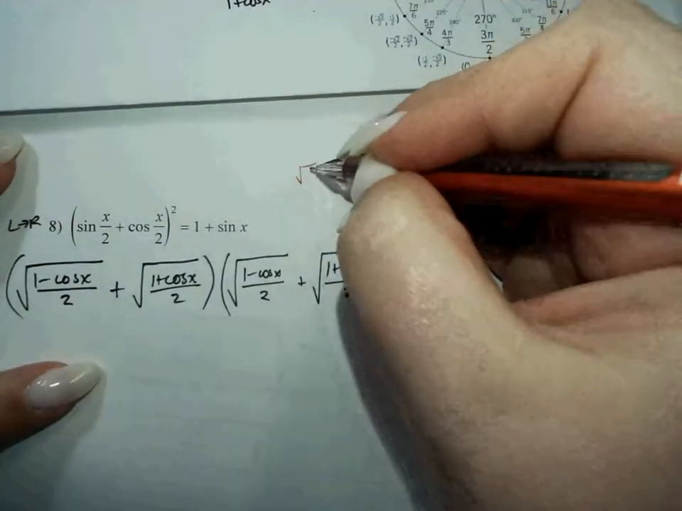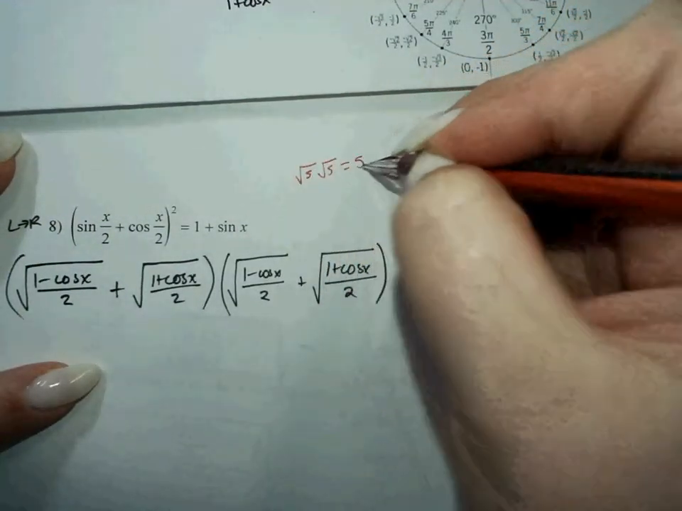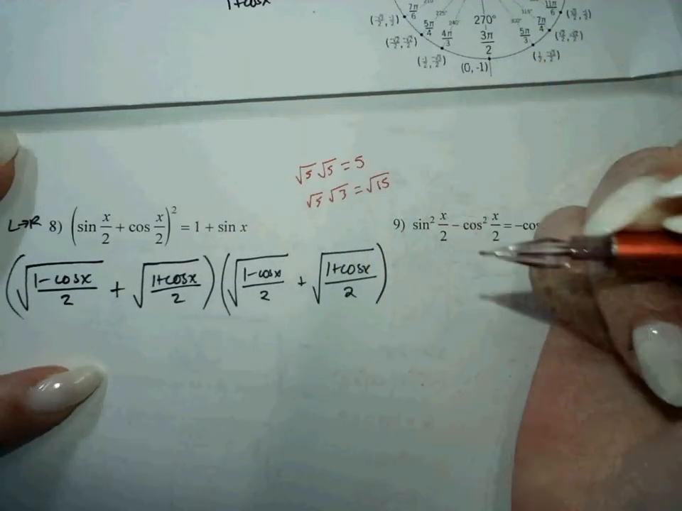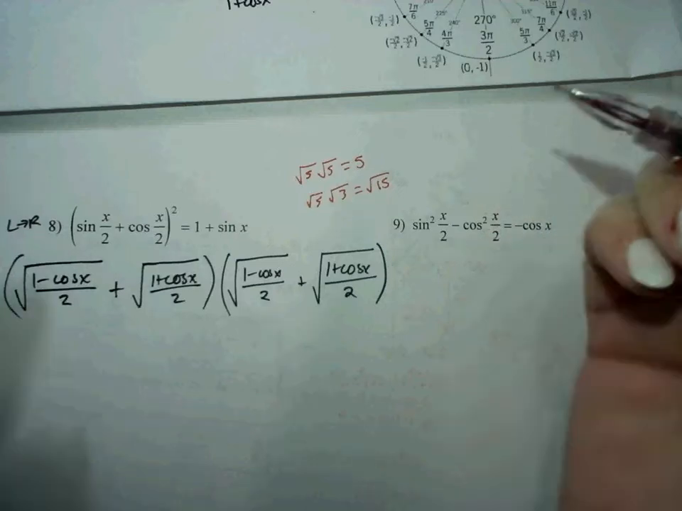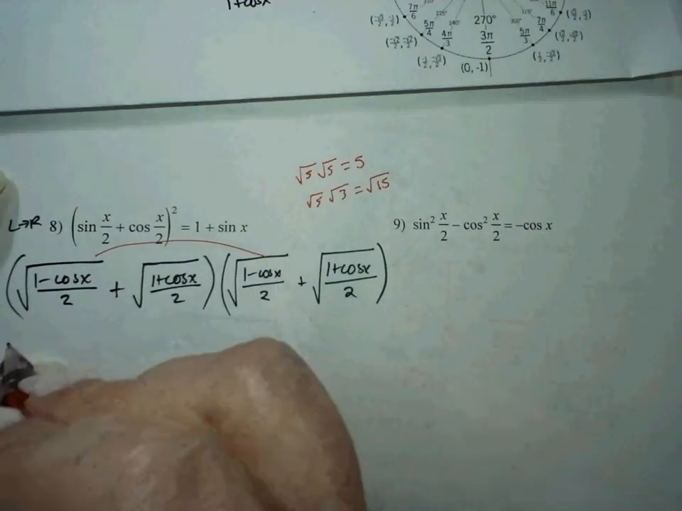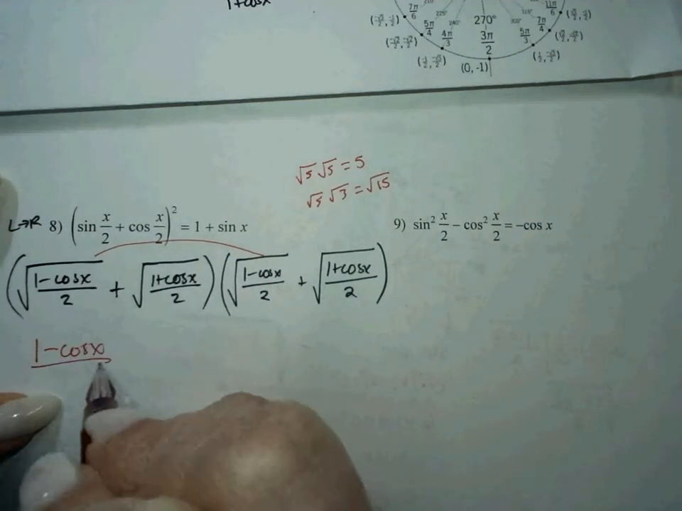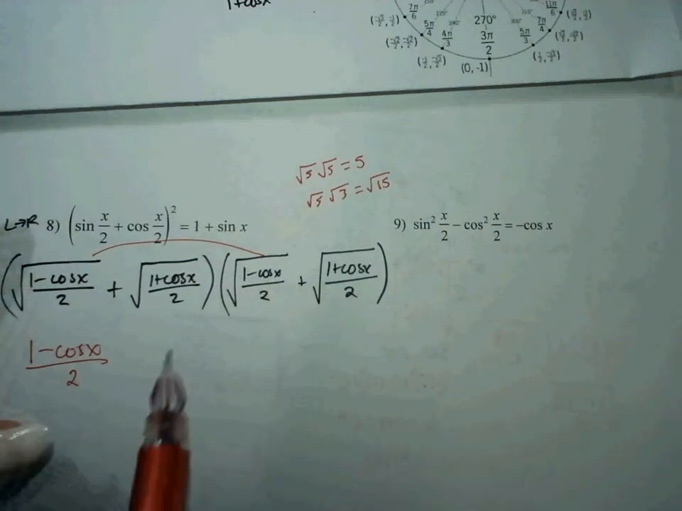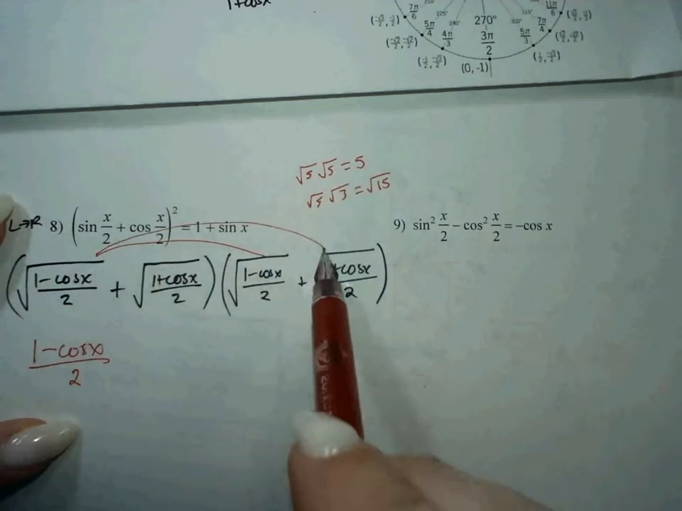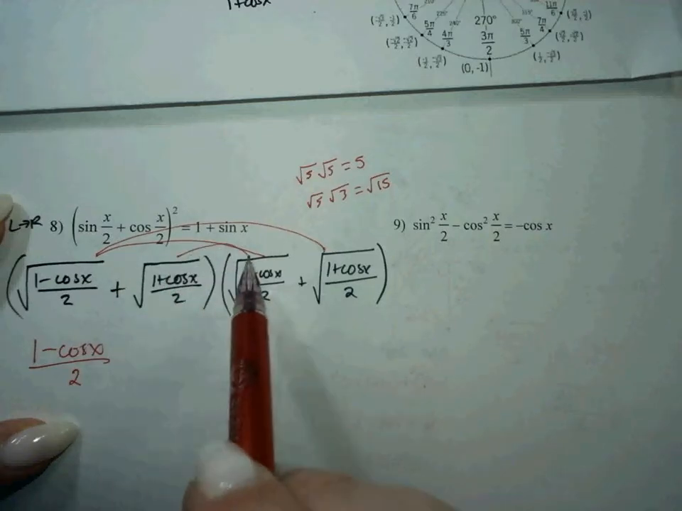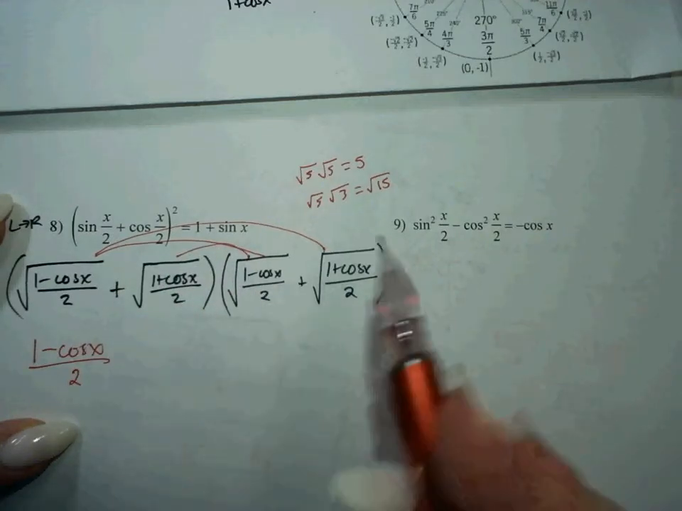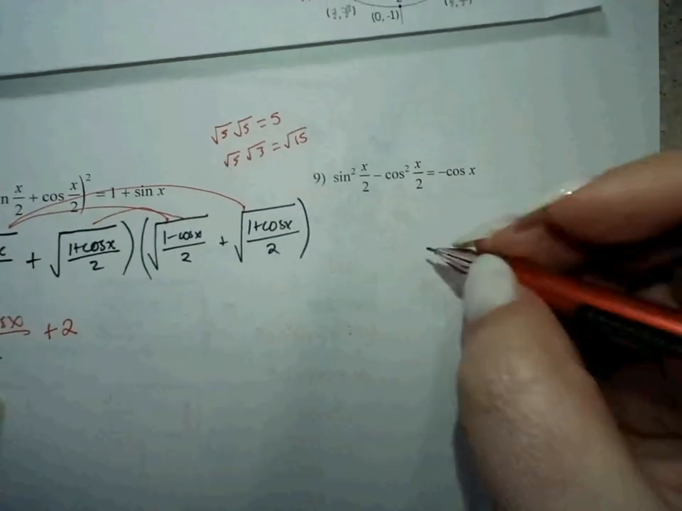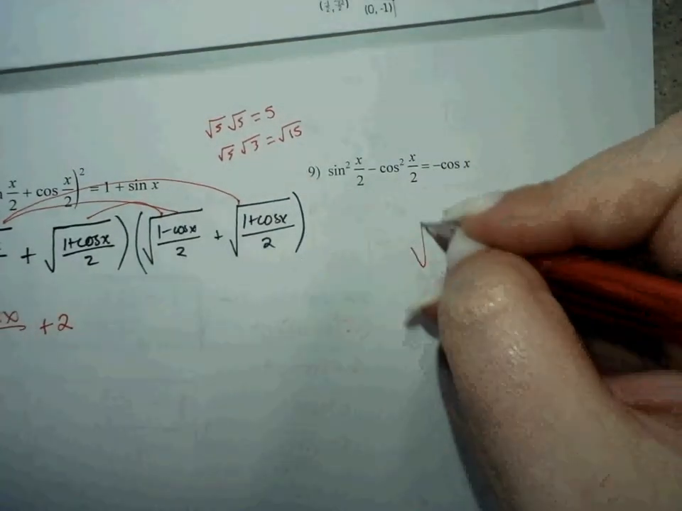Okay, so let's multiply it out. Keeping in mind that if I multiply the square root of 5 times the square root of 5, I get 5. And if I multiply the square root of 5 times the square root of 3, I get the square root of 15. True? So the square root of something times itself is just the 1 minus cosine divided by 2, the interiors, right? If I multiply this times this, and then this times this, they're the same thing. So it's going to be plus 2 of whatever this is.